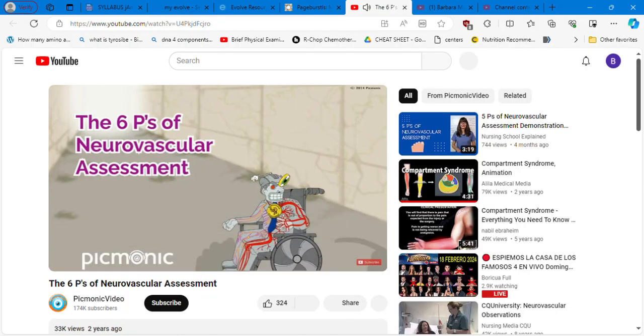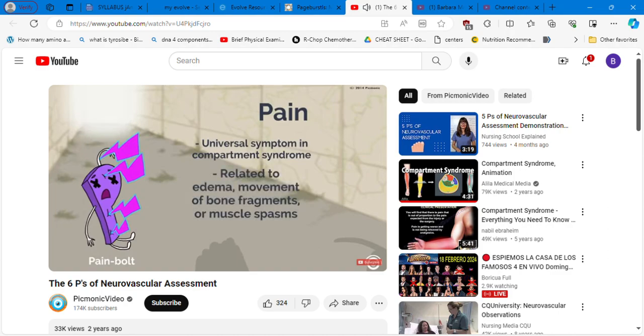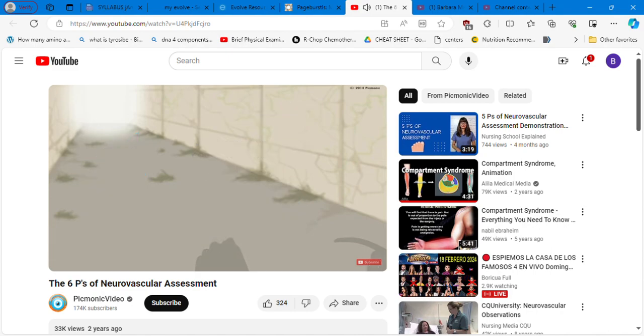The 6 P's of neurovascular assessment. A neurovascular assessment, which is also called a circ check, is performed to determine if there is adequate circulation and sensation to an extremity. Here are the 6 P's to neurovascular assessment. Pain. Pain is the universal symptom in compartment syndrome. It may be related to edema, movement of bone fragments, or muscle spasms, and it increases as the pressure within the limb compartment rises. Pain is represented by the pain bolt.